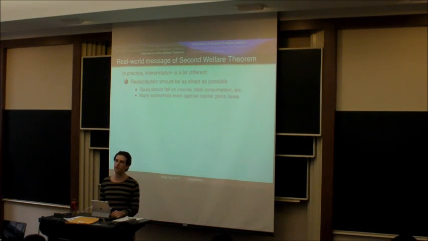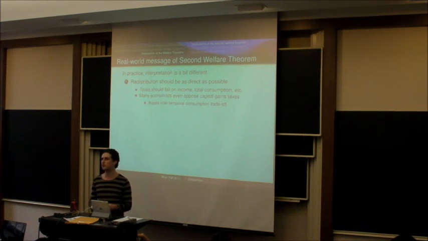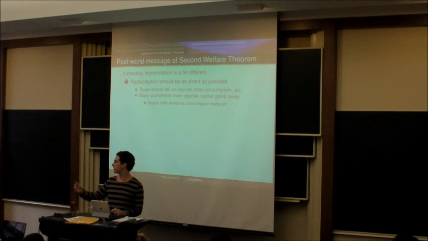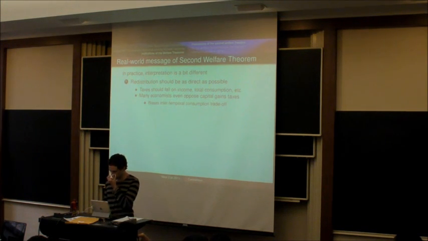So many economists even oppose taxes on capital gains, taxes on savings, because they think that this leads people to save too little. And that it would be better just to tax something more like the overall amount that they purchase, their consumption, rather than their savings.